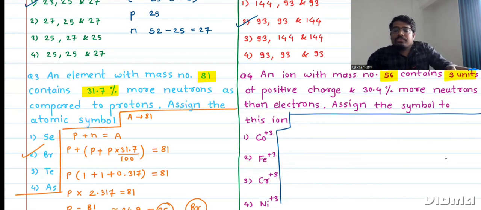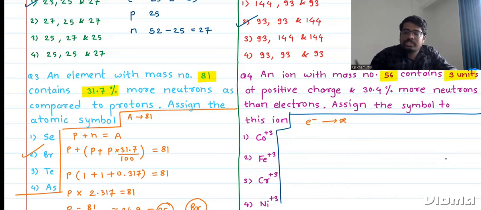Question number 4: an ion with a mass number 56 contains 3 units of positive charge and 30.4% more neutrons than electrons. Let us consider the number of electrons is equal to x. Because the ion carries a 3 plus charge, the number of protons becomes x plus 3, since the ion consists of x number of electrons.